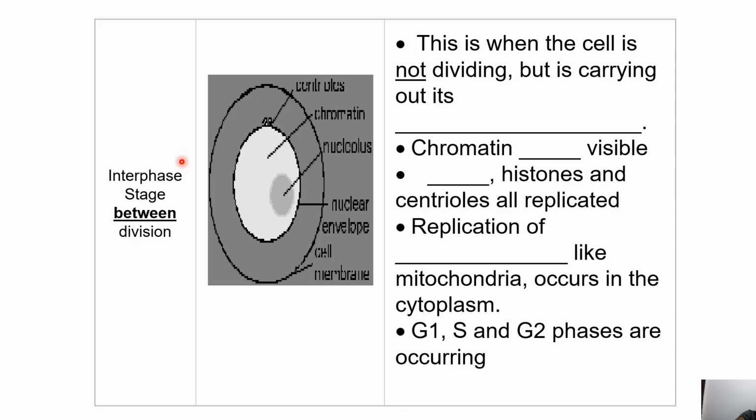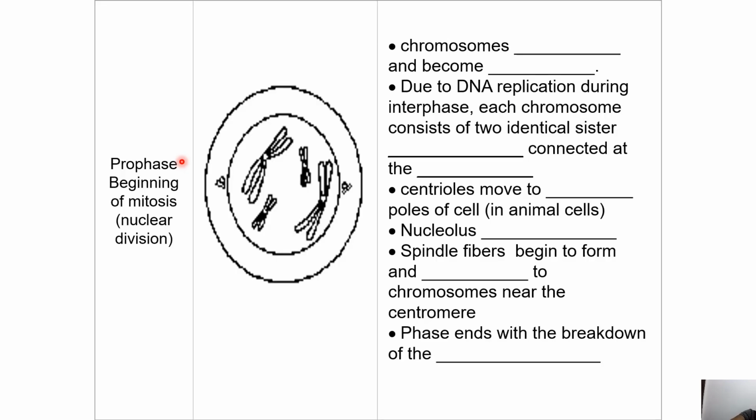So what is the interphase stage between division? This is when the cell is not dividing but is carrying out its normal cellular functions. So the chromatin is not visible, DNA, histones and centrioles are all replicated. Replication of cell organelles like mitochondria occurs in the cytoplasm, and G1, S and G2 phases are occurring.